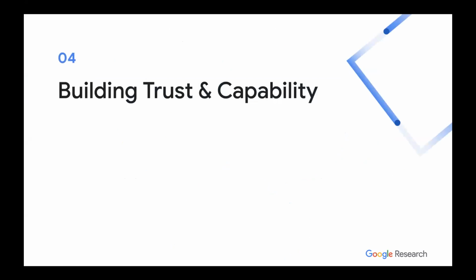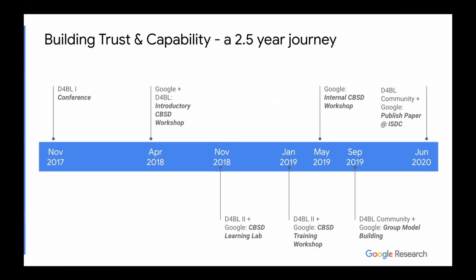So in the next section, I'm going to focus on building trust and capability because I think it's foundational and fundamental to being able to realize some of these solutions that we've talked about. I'm going to walk you through a 2.5-year journey that I took with some colleagues that started back in November 2017, just with going to a conference to spend time with a particular community. And it ended up, about 2.5 years later, with publishing a paper jointly with that community about leveraging system dynamics to solve problems associated with healthcare and AI.